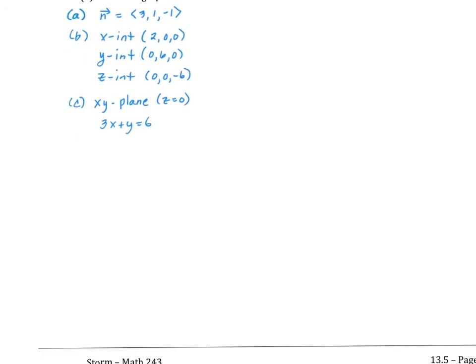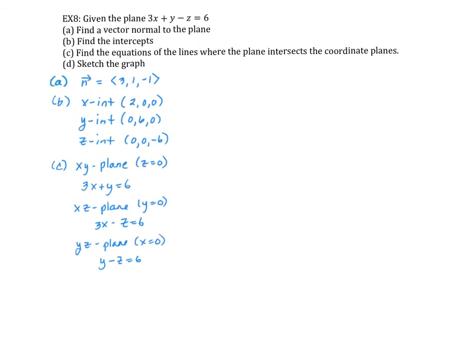To find the line in the xz plane, we're setting y equal to 0. And if we set y equal to 0, I get 3x minus z equal to 6. And then in the yz plane, we're letting x equal 0, which gives us y minus z is equal to 6. So the final part, D, is to sketch the graph.